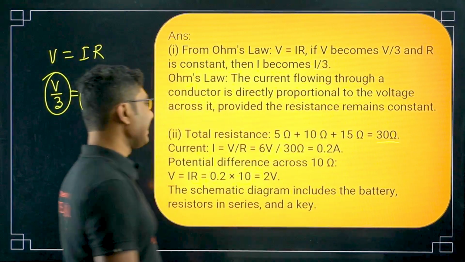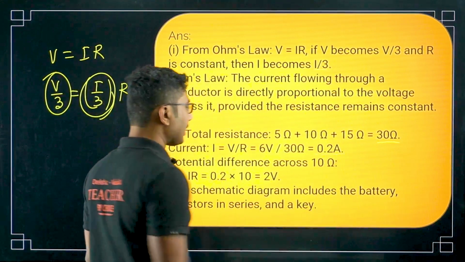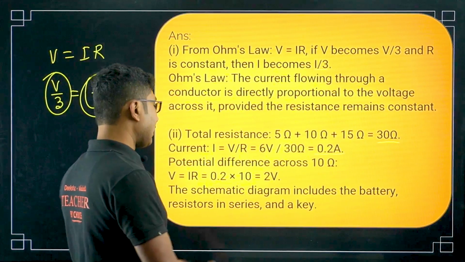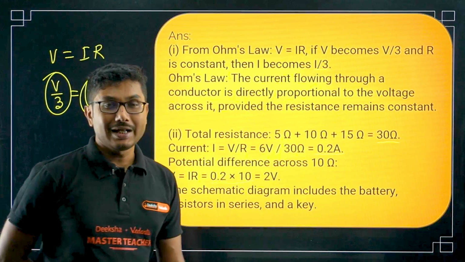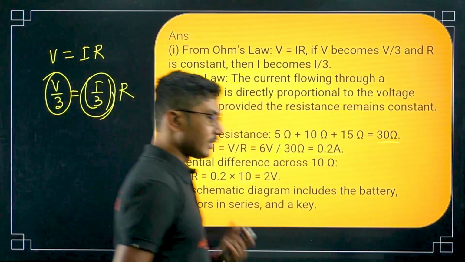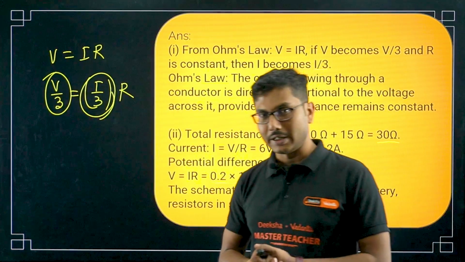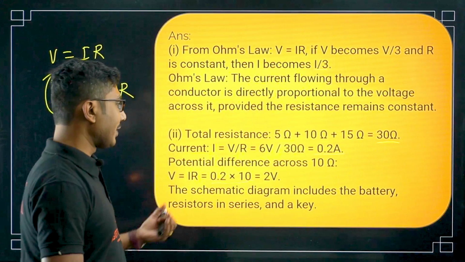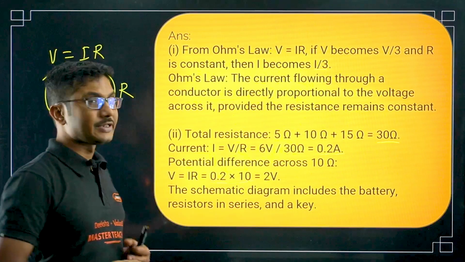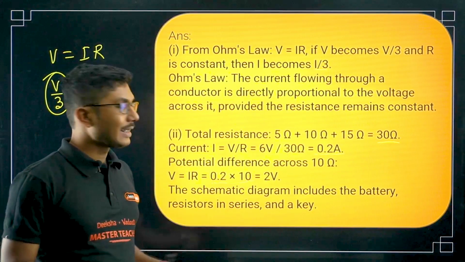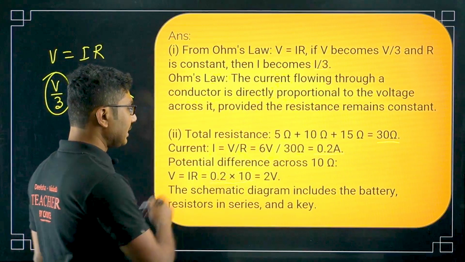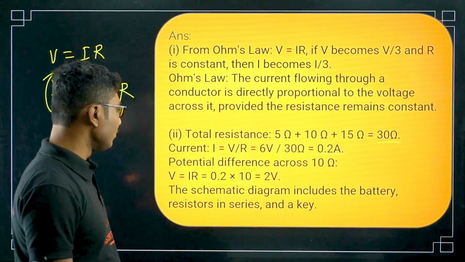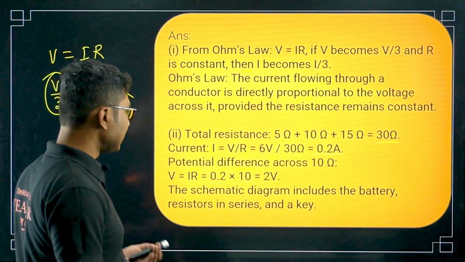Now you can calculate the current in the circuit. So current in the circuit turns out to be 0.2 ampere. Now they have asked you what is the potential difference across 10 ohm. So potential difference across the 10 ohm is basically you have to multiply the current with the specific resistance. So first we will use all the resistances to calculate the current. Okay, then we will use the specific resistance to calculate the voltage or power, whatever they have asked you. That power or voltage is specific to that resistance only. And in that case you have to use the total current in the circuit. That current is same for all the components. So current into resistance is basically 2 volt. The schematic diagram includes battery, resistors in series and a key.